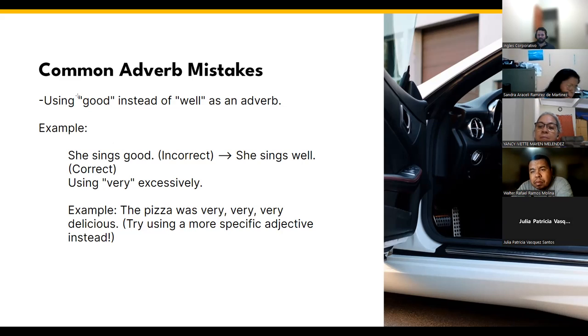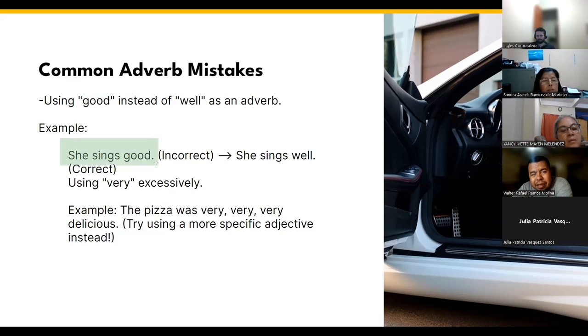So I was saying that even native speakers, even Americans, would make this mistake, using good instead of well. And this happens in other languages too. It happens in Spanish too, right? For example, you could say, "Oh my gosh, she sings so good." What's the mistake here, guys? What's wrong with this sentence?